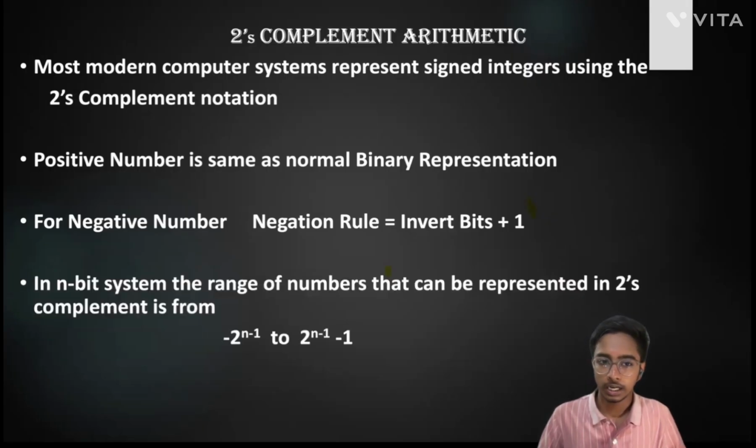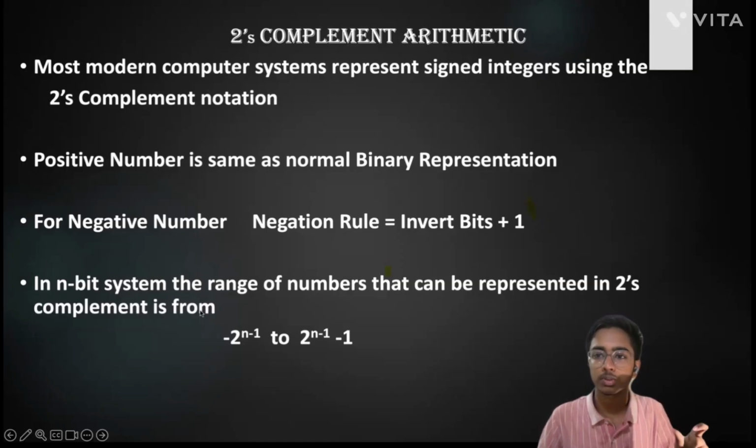And in an n-bit system, the range of numbers that can be represented in 2's complement form is from minus 2 power n minus 1 to 2 power n minus 1 minus 1. This is the range of numbers which we can represent using an n-bit system, right?